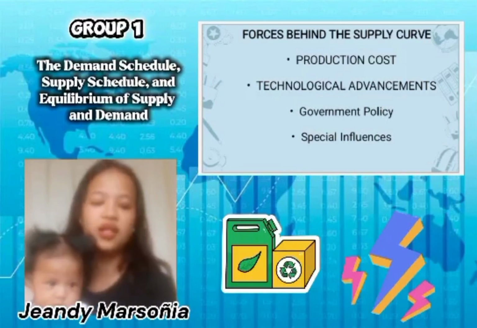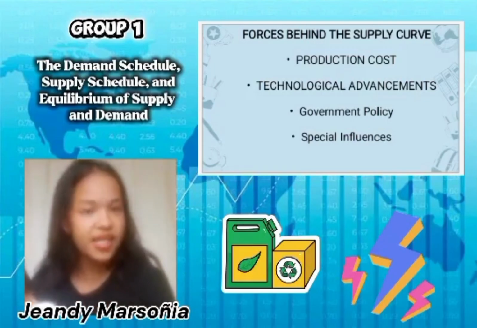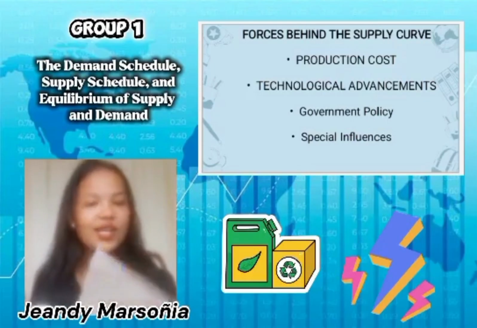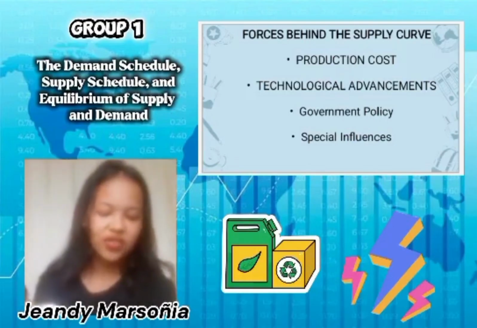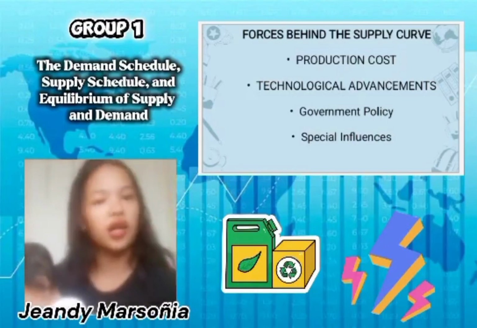Next is technology. So, better technology makes production easier, and of course, if it is easy, the supply will increase. And next is government policy. Taxes, subsidies, or trade rules can encourage or discourage production.